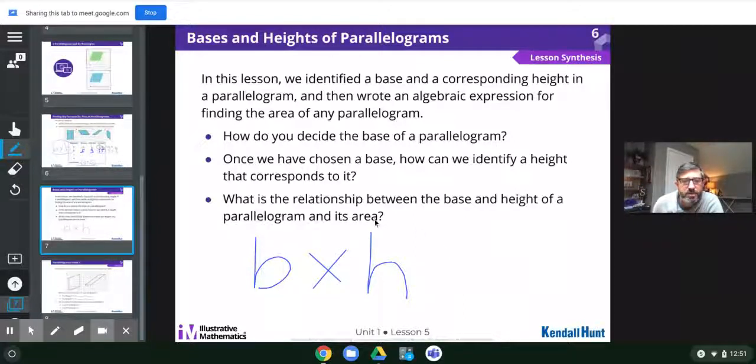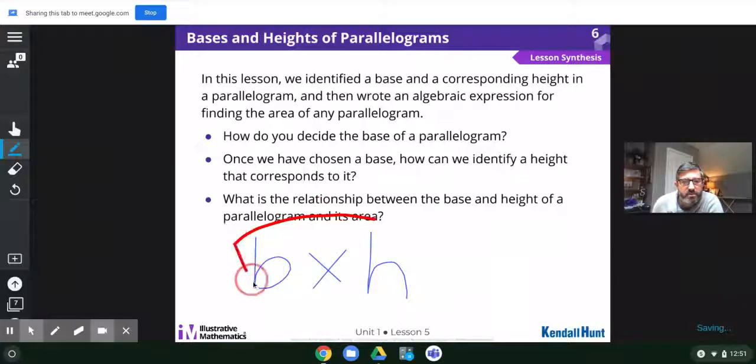So big takeaway, remember, find the base, just pick one of those line segments, and then once we've picked that line segment, we cut or draw a vertical line at a right angle to create a new shape. Then we rearrange that shape to create a rectangle, and then we multiply base times height to get the area.